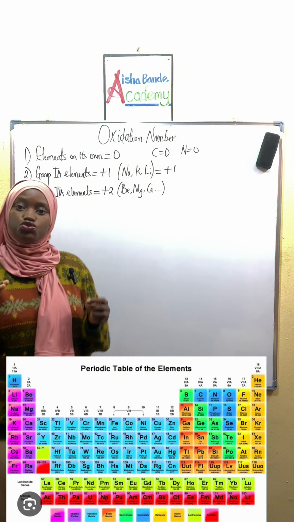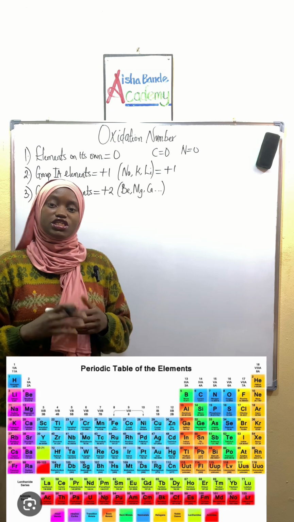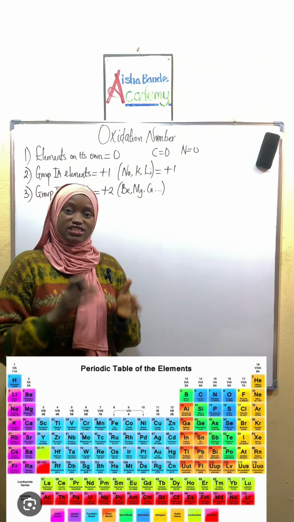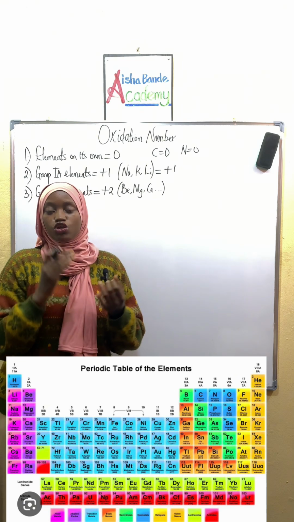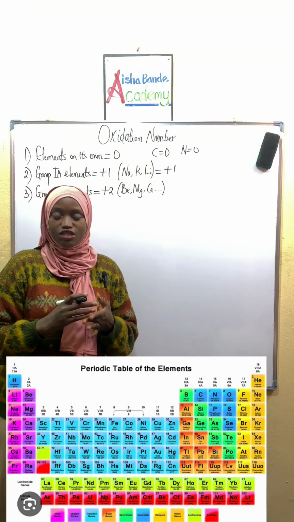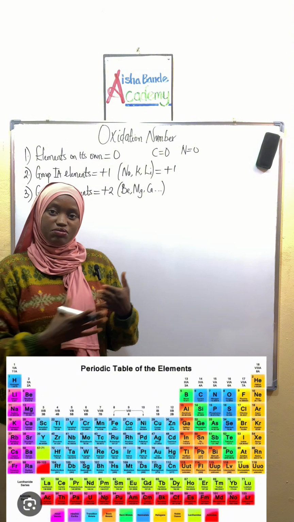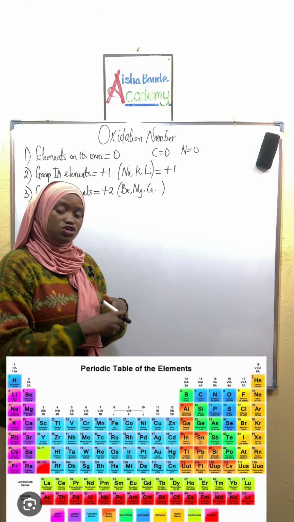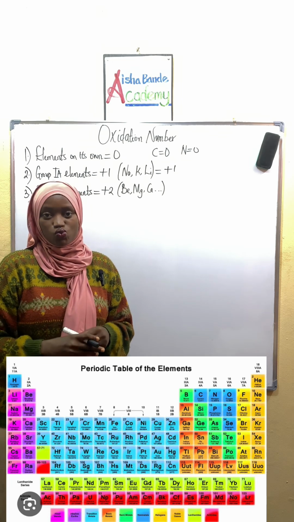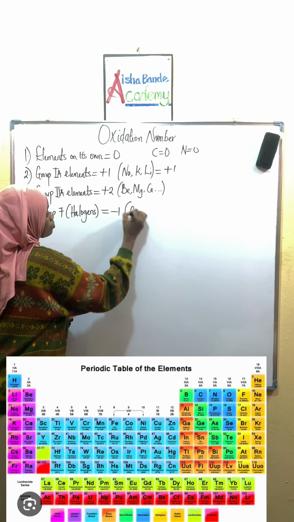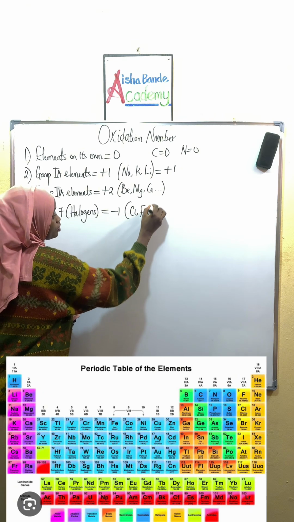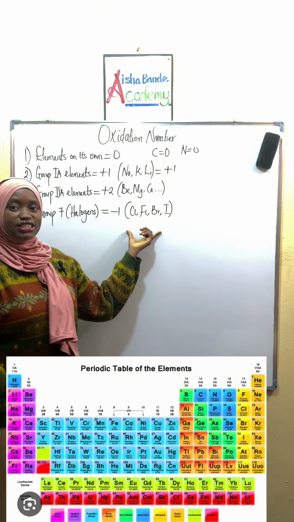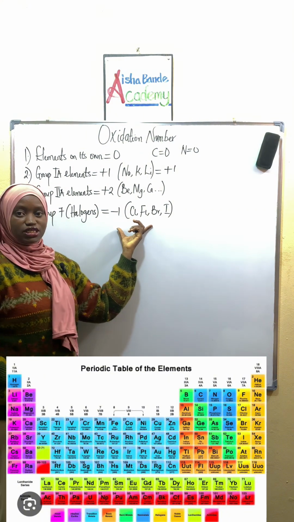Examples of elements in group 2A are beryllium, magnesium, and calcium. Now moving to the fourth rule, it states that in the periodic table, elements in group 7 are known as the halogens, such as chlorine, fluorine, iodine, bromine. All of these are group 7 elements. So they have oxidation number of -1. Chlorine, fluorine, bromine, iodine. All these are examples of halogens.